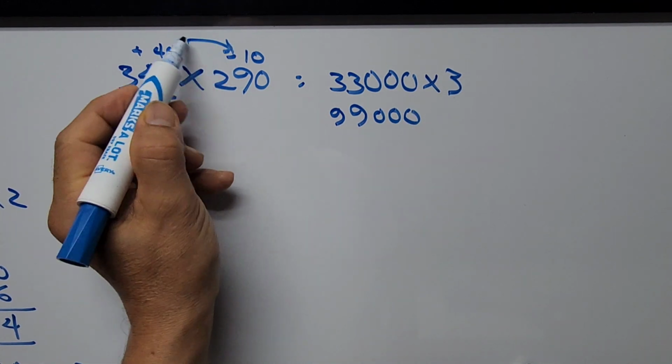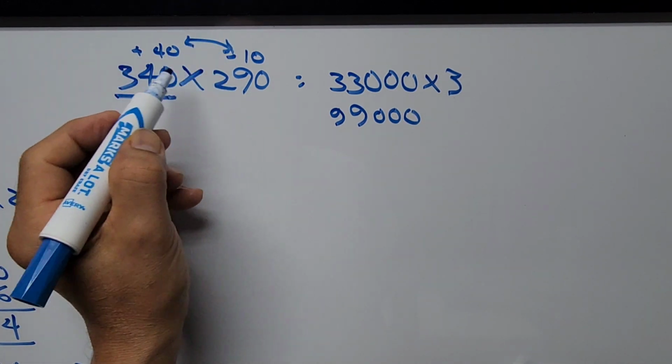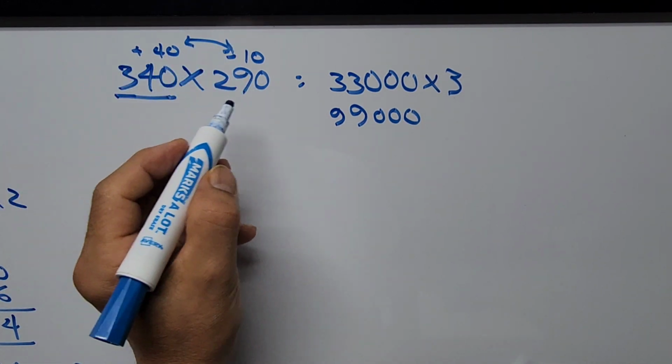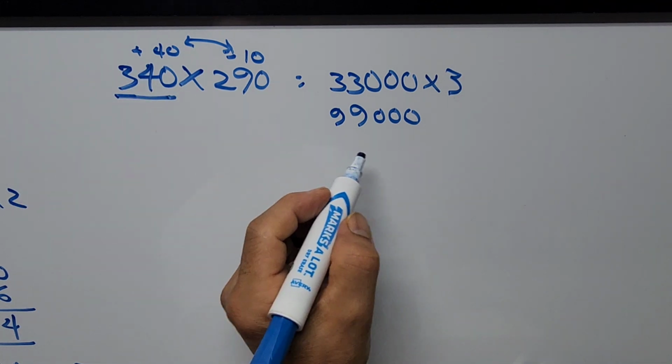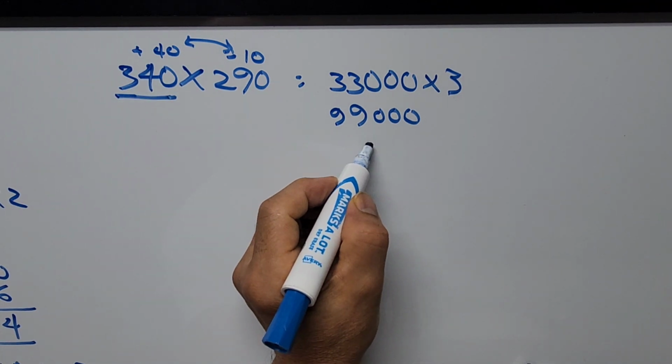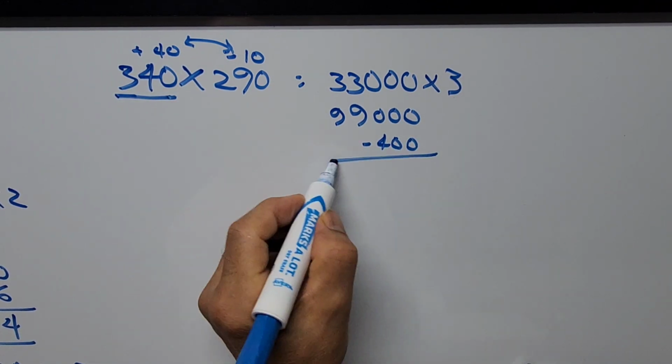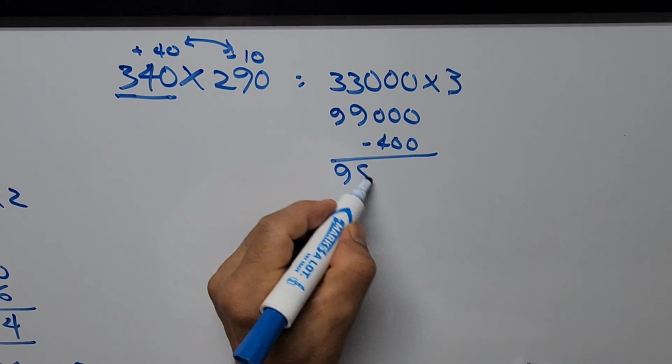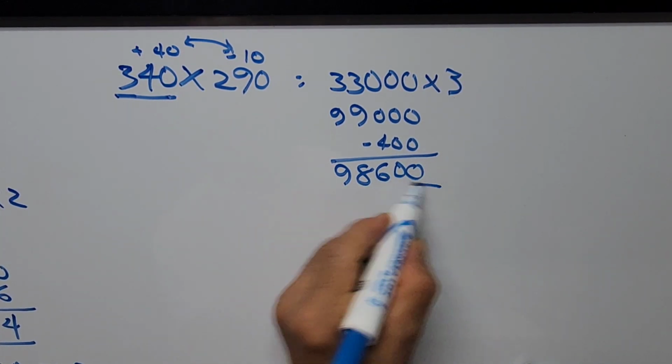Second part of our answer, multiply these two. So negative 10 times 40, so that is negative 400. So that is minus 400. So 98,600. That's our answer.